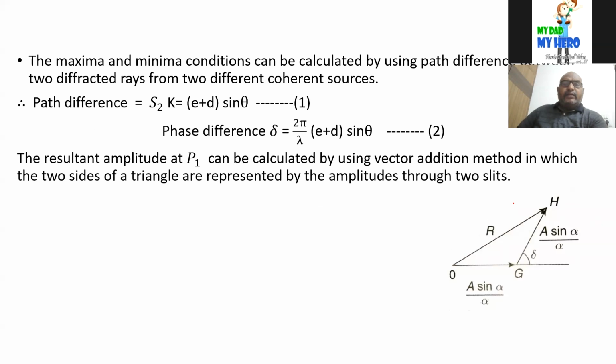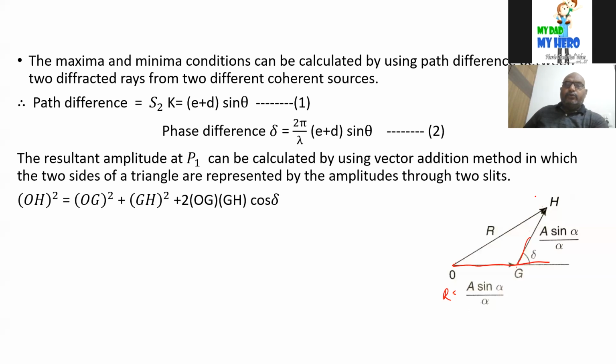So the resultant amplitude at P1 can be calculated using the vector addition method, in which two sides of the triangle are represented by the amplitudes. This is one slit's amplitude: the resultant amplitude R is equal to A sine alpha by alpha. The other slit's resultant amplitude is also A sine alpha by alpha. This gives the total resultant intensity. According to the trigonometric relation for the triangle, OH square is equal to OG square plus GH square plus 2 OG into GH cos delta.